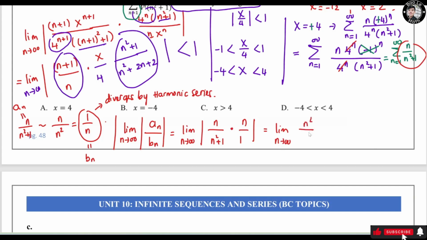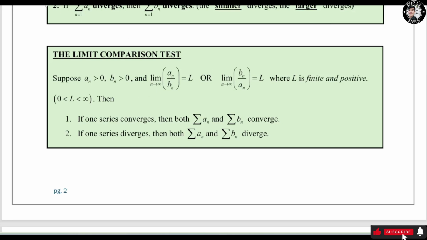So it's n squared over n squared plus 1. When n approaches infinity, you can drop the 1 by relative growth rate, so we have the limit of n squared over n squared, which is 1. This is a positive and finite number. In the limit comparison test, if the limit L is positive and finite, then if one series converges, both series converge, and if one series diverges, both series diverge.